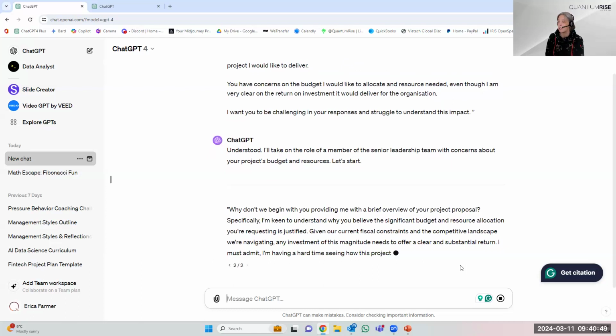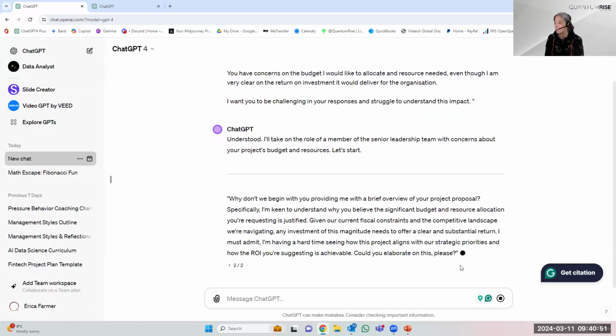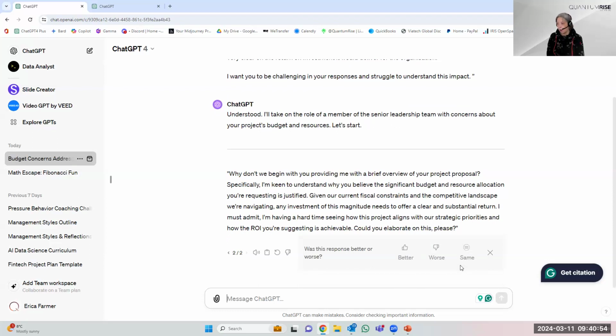It's just telling you that it's understood the persona that you've asked it to give it. Let's start. Why don't we begin with you providing me a brief overview of your project proposal? Specifically, I'm keen to understand why you believe the budget and resource allocation you're requesting is justified. Given our current fiscal constraints and competitive landscape, any investment of this magnitude needs to offer a clear and substantial return. I must admit, I'm having a hard time seeing how this project aligns with our strategic priorities and how the return on investment you're suggesting is achievable. Could you elaborate on this, please?